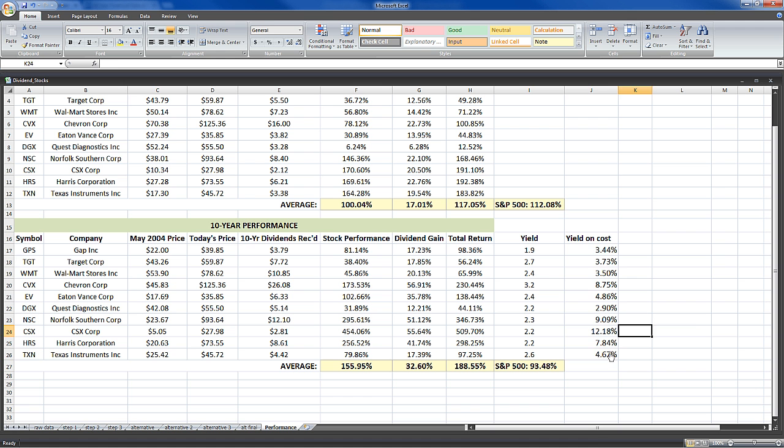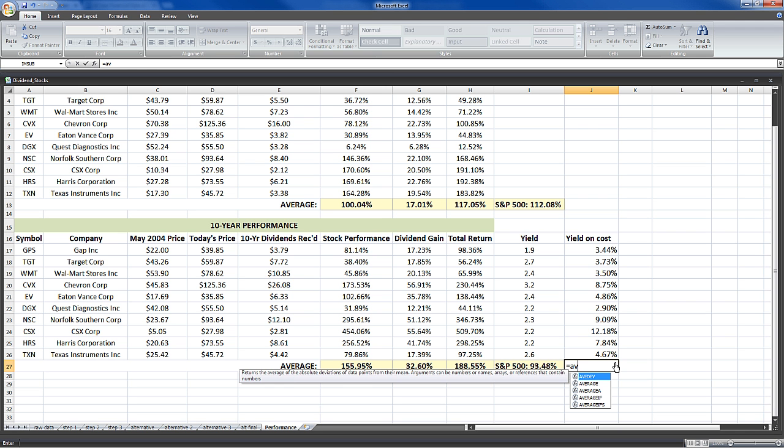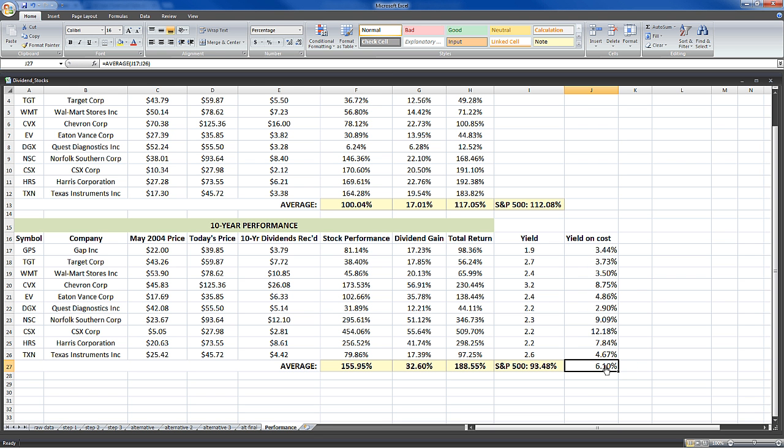So this is what we're getting. This is what our yields would be based on what we paid for these 10 years ago. So, you know, we can get an average here. We're getting about a 6% yield on our portfolio, whereas everyone else who's buying today is getting about 2%. And it's going to grow and compound going forward.